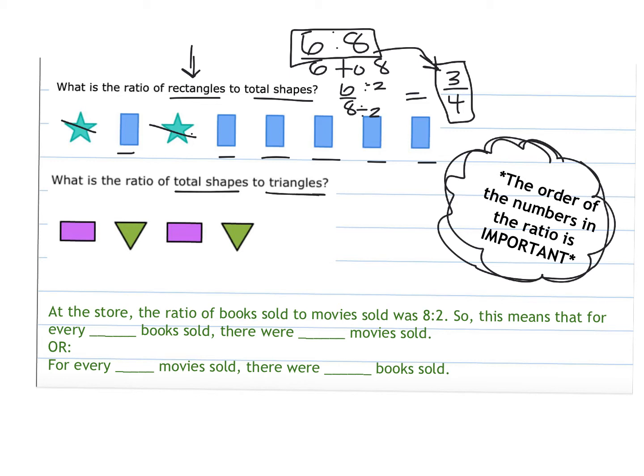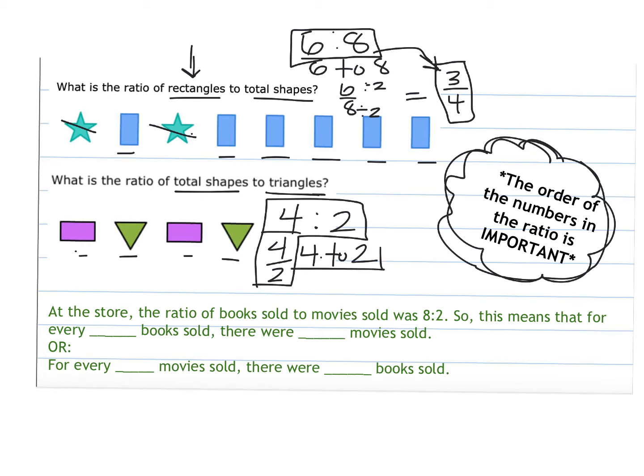So total shapes is going to come first this time. 1, 2, 3, 4 is going to be on the top. To triangles is going to be 2. So 4 to 2. 4 to 2 or 4 to 2. 3 different ways for us to write it. And then we simplify. They can both be divided by 2. So I divide 4 by 2 and I get 2. 2 by 2 is 1. So 4 to 2 is the same as 2 to 1. So for every 2 shapes, 1 is going to be a triangle, which makes sense because half of the total shapes are triangles.